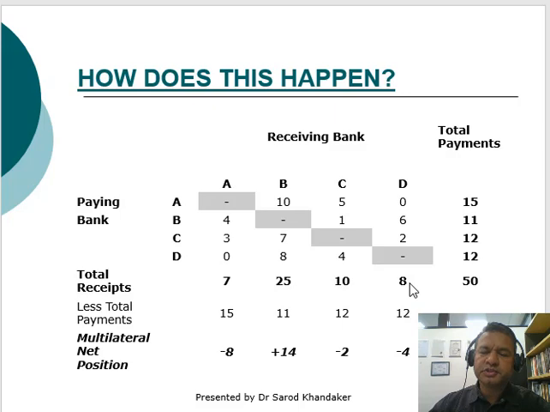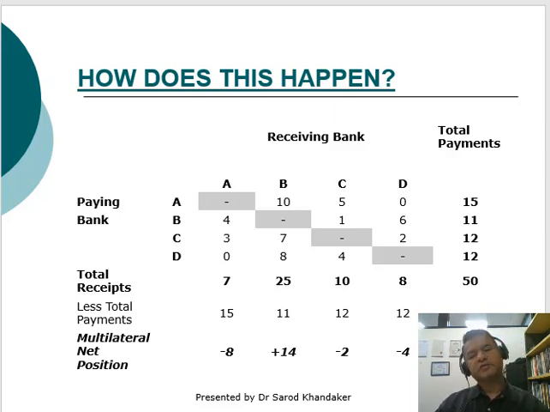Bank D will receive $8 from other banks. However, it needs to pay $12, so its net position is -$4. So at the end of the day, through the payment system, $8 will be deducted from the exchange and settlement account of Bank A. $14 will be included in the exchange and settlement account of Bank B. $2 will be deducted from Bank C, and then $4 will be deducted from Bank D.